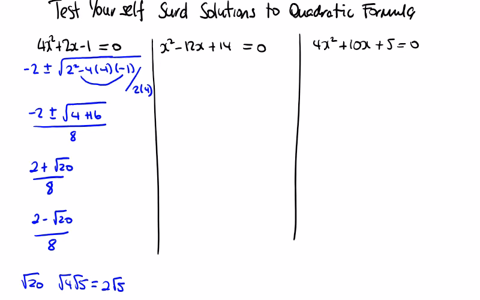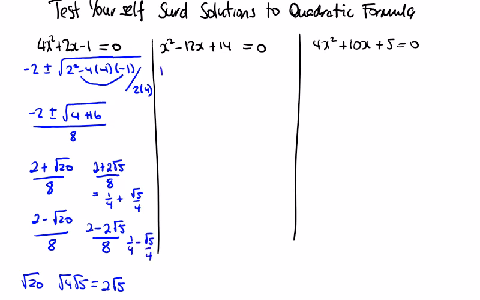So we have 2 plus 2 root 5 over 8, and 2 minus 2 root 5 over 8. So that's going to give me 2 over 8, or 1 over 4, plus 1 over 4 root 5, 2 over 8 root 5, which is root 5 over 4. And then obviously the negative version of that is 1 over 4 minus root 5 over 4.